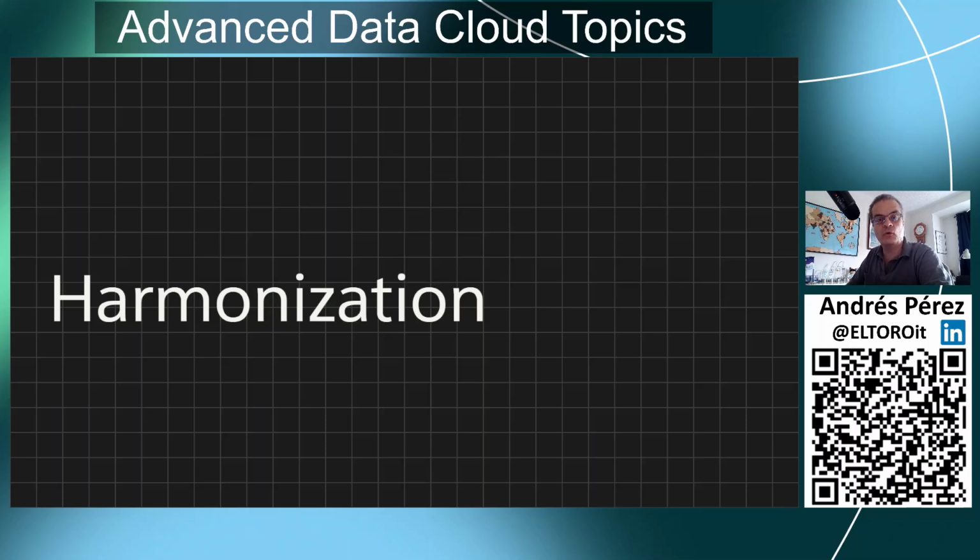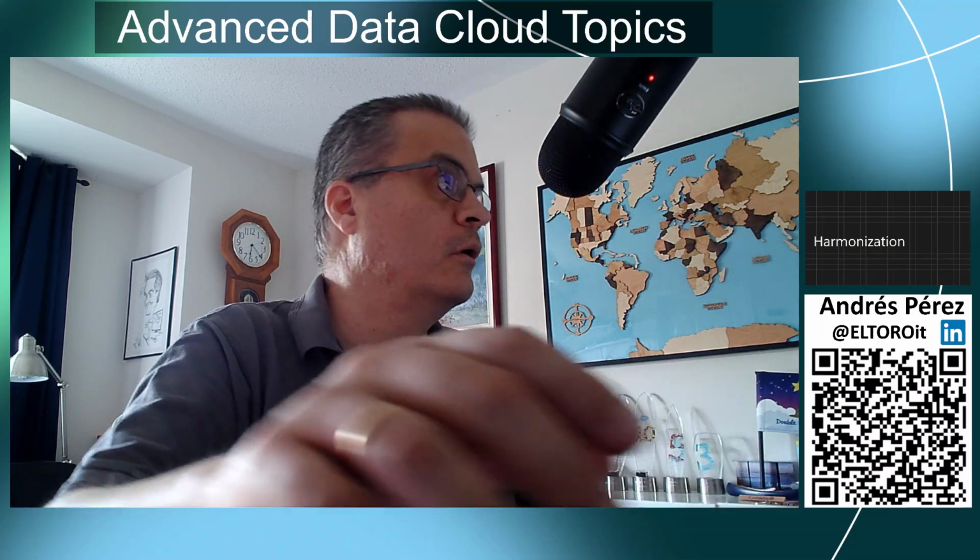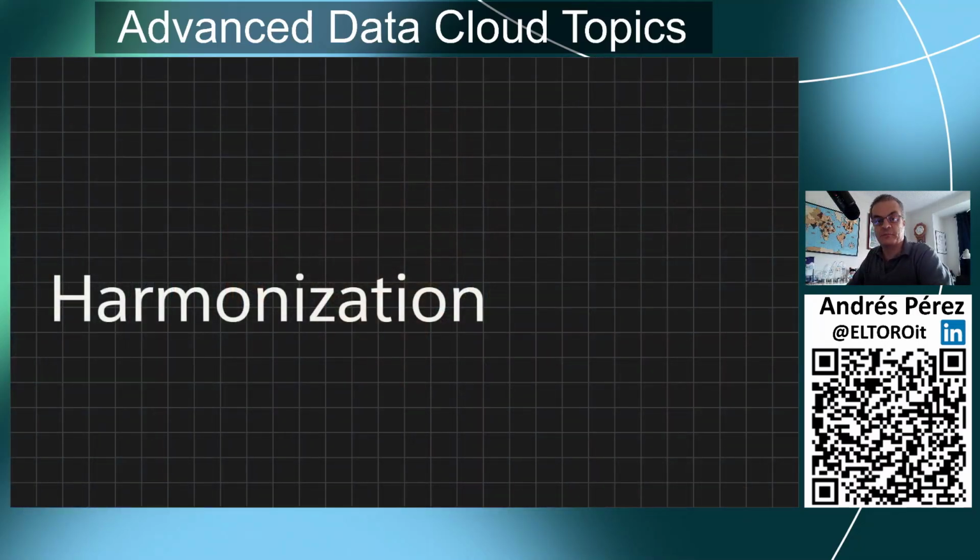Well, hello, welcome back to the next chapter. This time we're going to be talking about harmonization. We've talked about the DLOs, we've talked about the DMOs, but how do you get the data from the DLO to the DMO? Well, great question. That is with harmonization. So let's take a look at harmonization in this particular chapter.